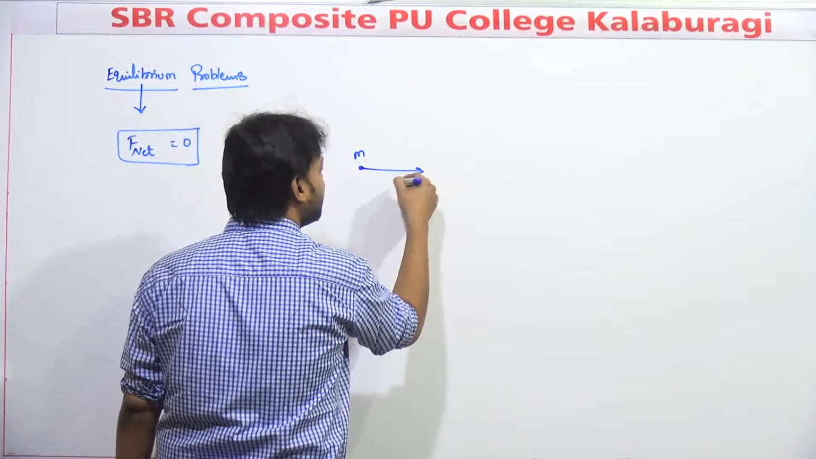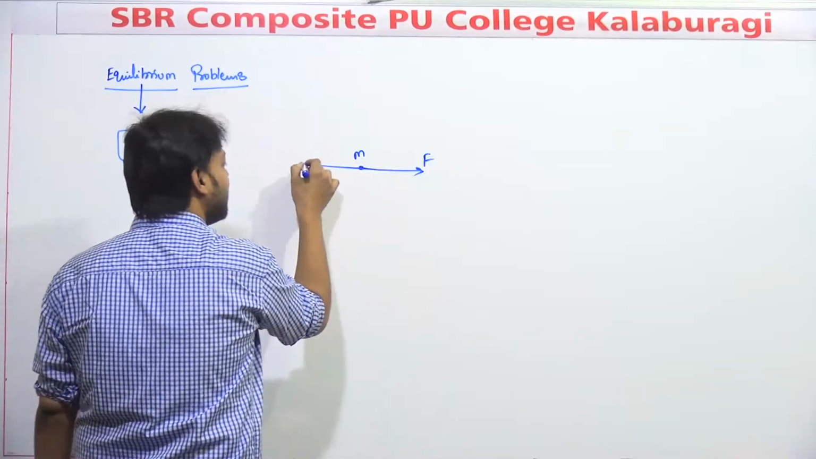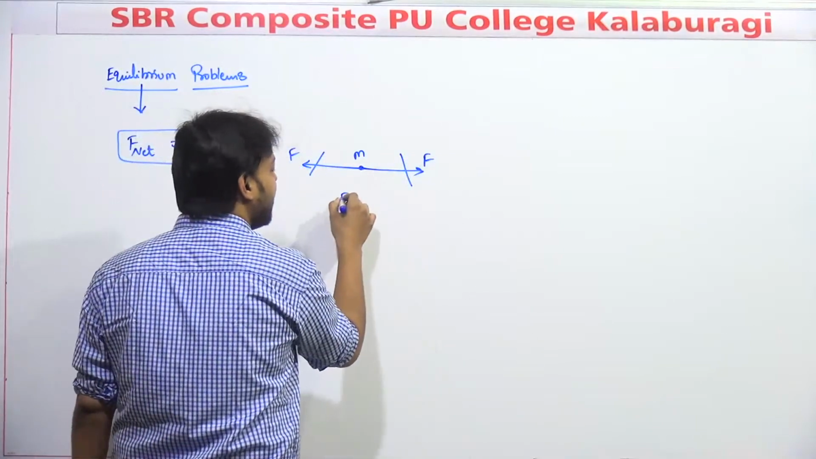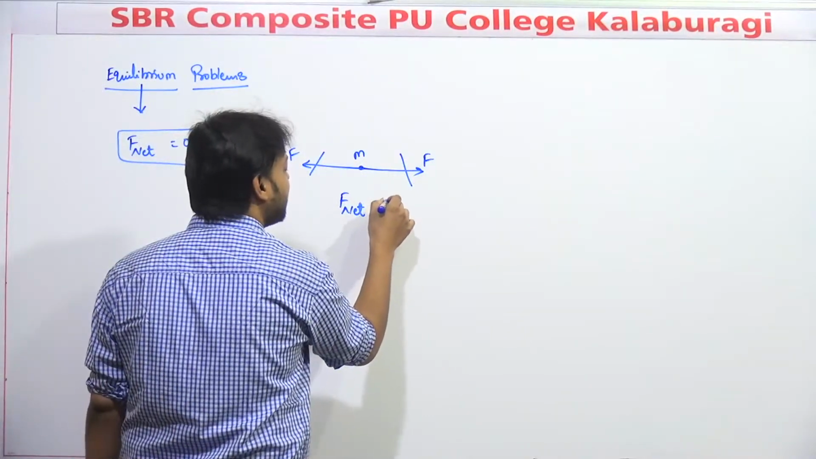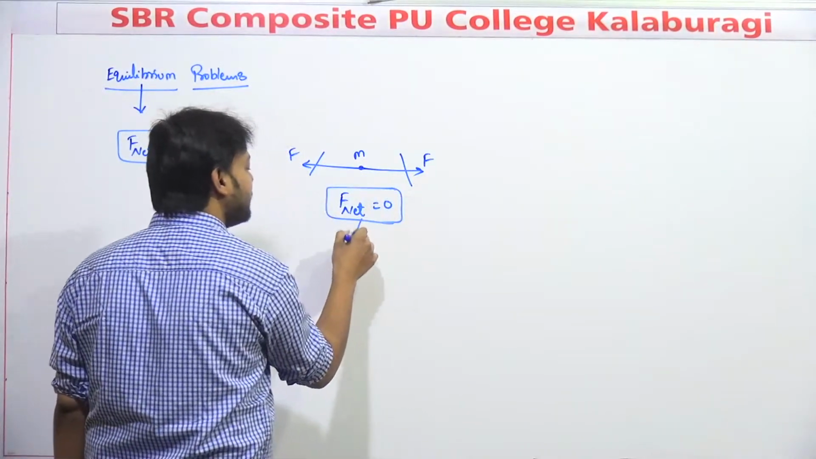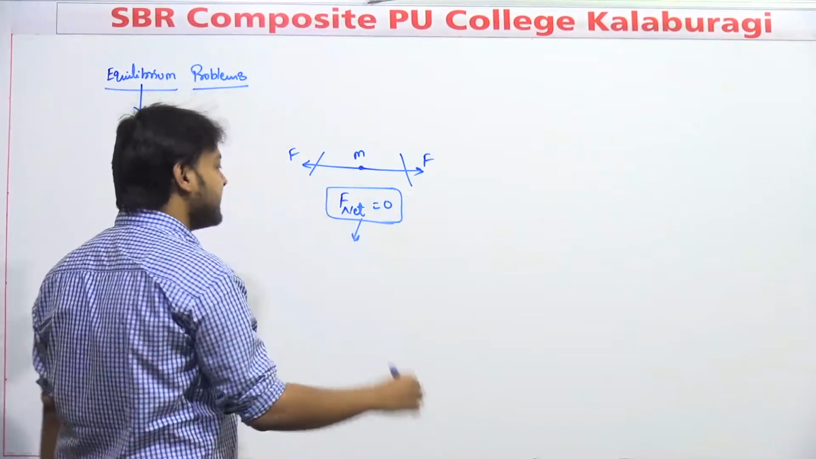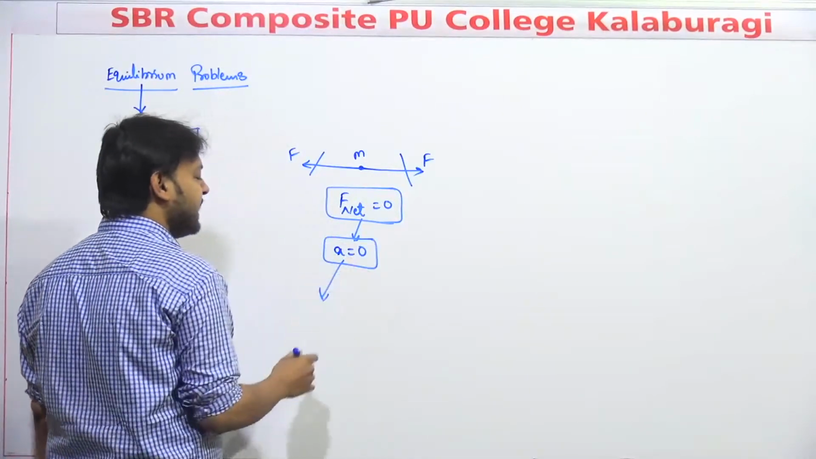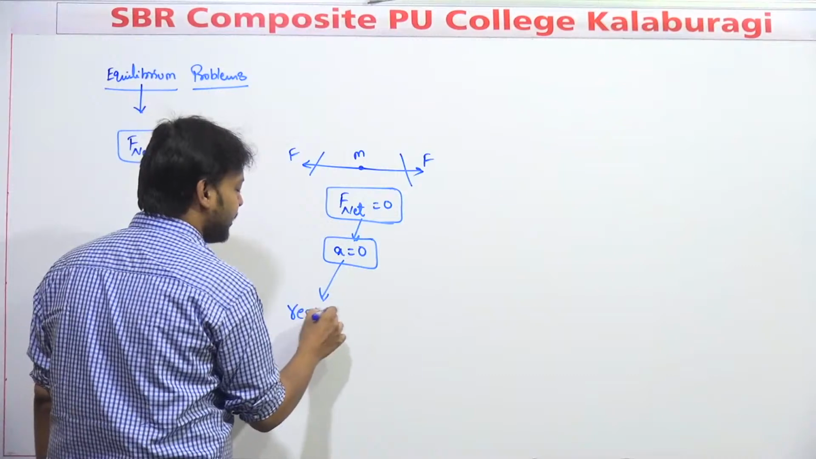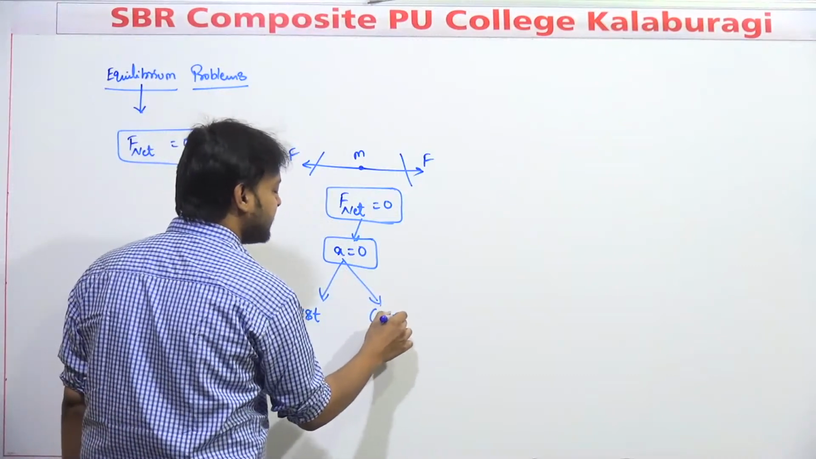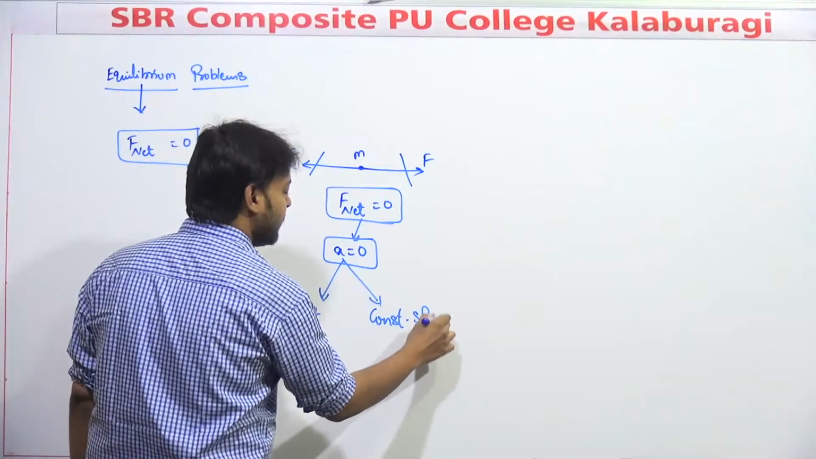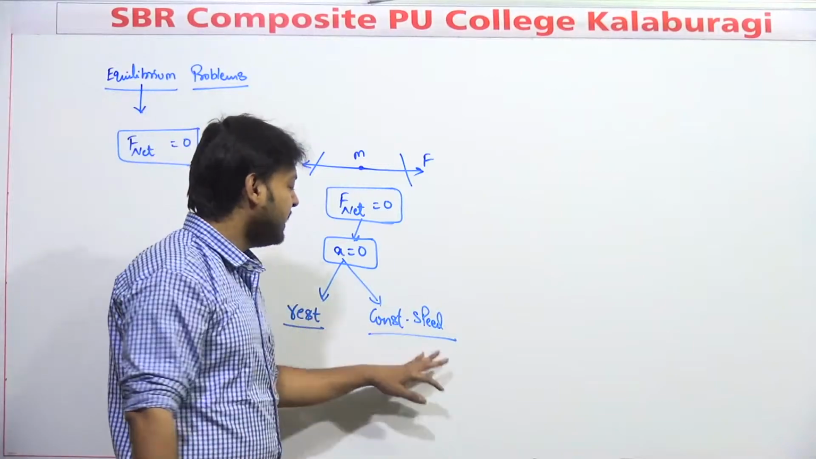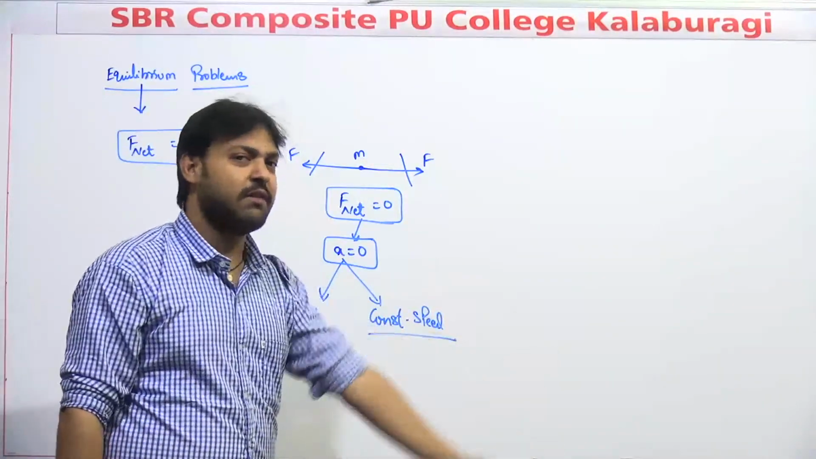For example, one force is acting in this direction called F, and another force acting in the opposite direction, also F. With the same force, I can tell the net force acting on the body equals 0. If net force equals 0, I can tell acceleration of the body equals 0. So if acceleration is 0, the body can be at rest or the body can move with constant speed. So in equilibrium cases, the body can be at rest or move with constant speed.